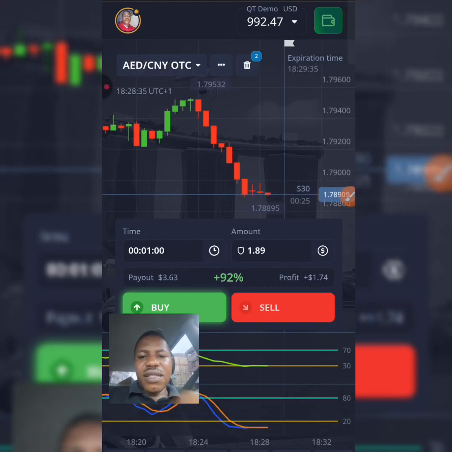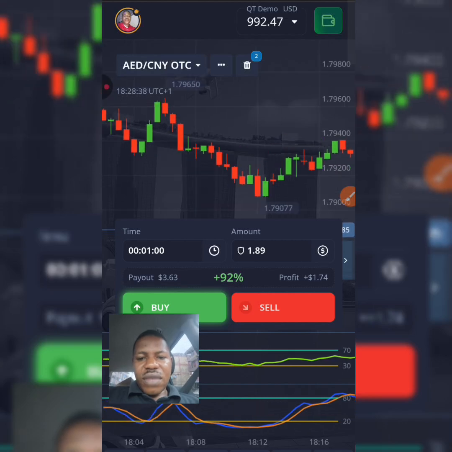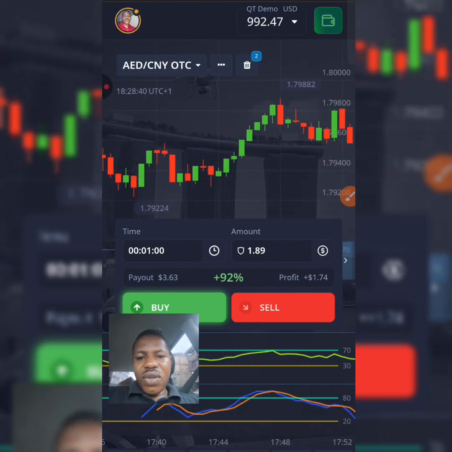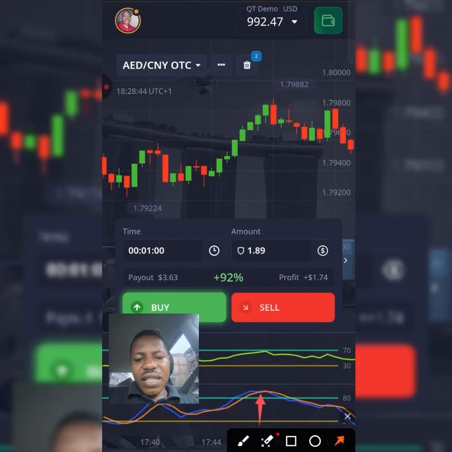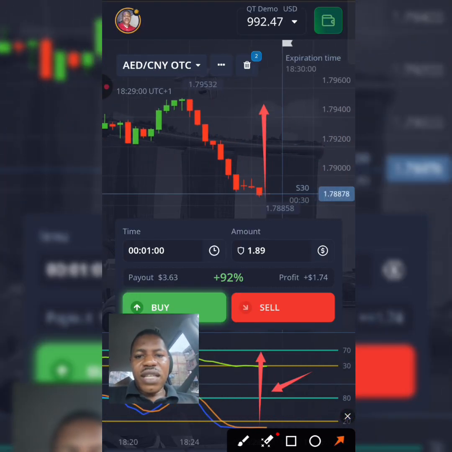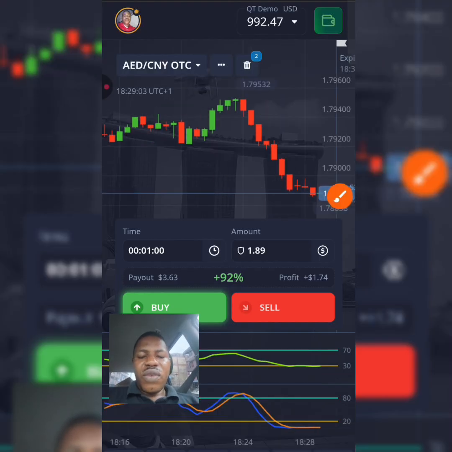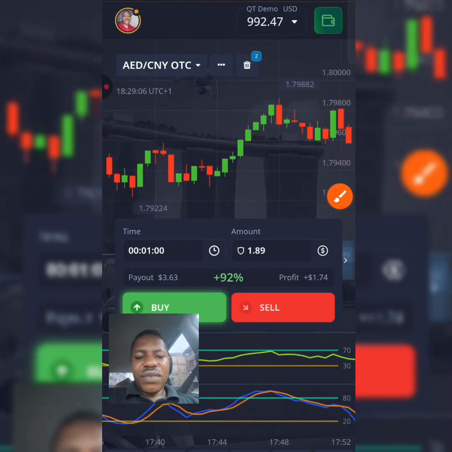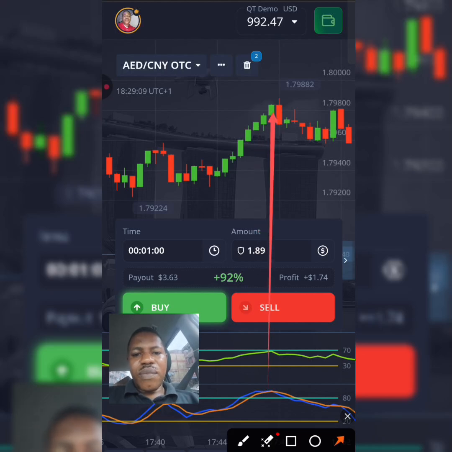All right, let's check. Let's look for an example. Okay, this is a clear example. You can see that the RSI is touching overbought, and then the stochastic is at the oversold, and the blue is above, showing that it wants to start crossing to the down. This is it here. When you take it for 1 minute, this is the exact point here. So when you take it for 1 minute, which is 2 candles, 1, 2, it will be a winning trade.